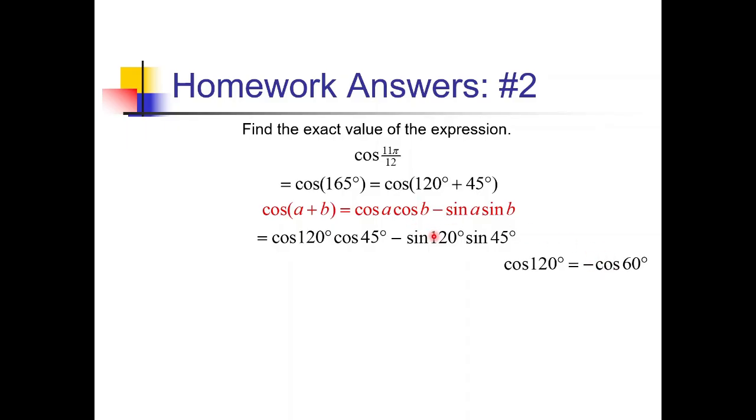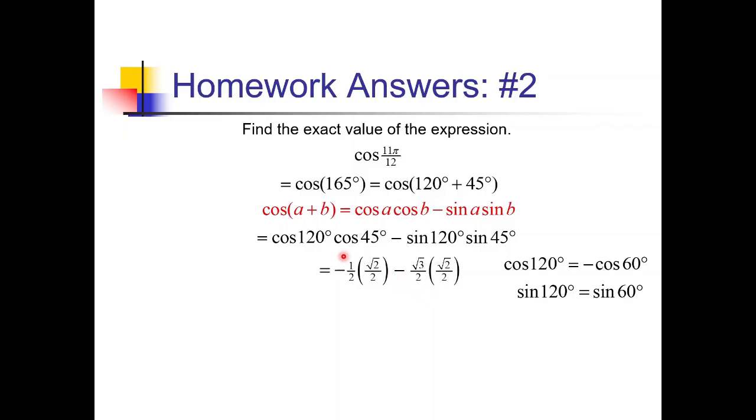And then for sine of 120, that's same quadrant, same reference angle, but sine is the y values, and those are positive in quadrant 2 because that's above the x-axis. So this is just going to be positive sine of 60. All right, so doing all these evaluations now, cosine of 120, which is really negative cosine of 60, is going to be negative 1/2. Cosine of 45 is root 2 over 2. Sine of 120 is sine of 60, that's root 3 over 2, and that's being subtracted right there. And then sine of 45 is root 2 over 2.